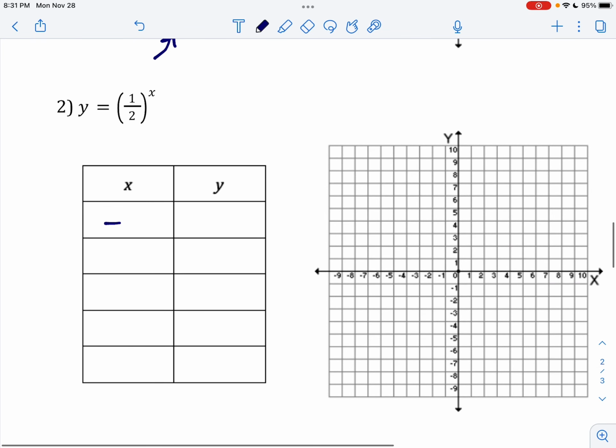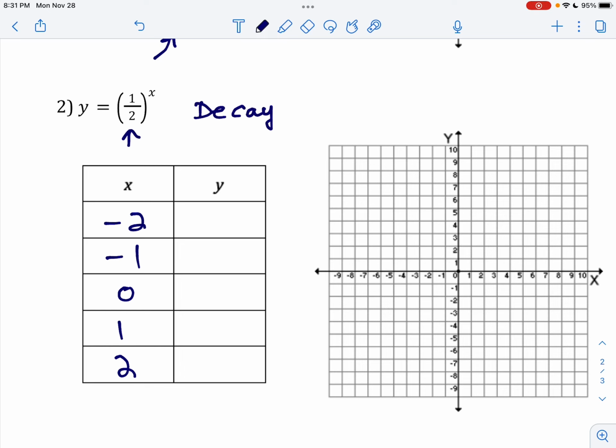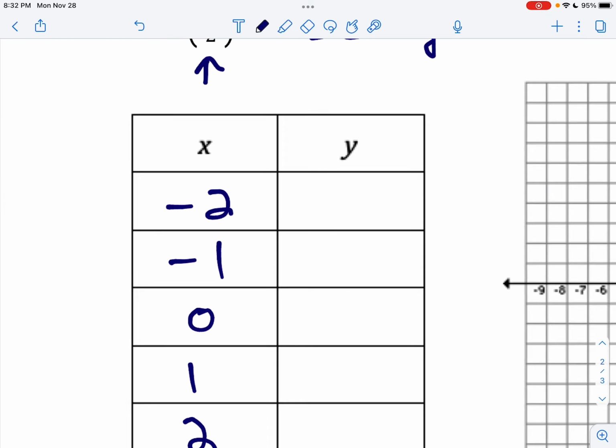All right, the second one. Let's fill in the table. -2, -1, 0, 1, and 2 are typical numbers. Since it's a half, I know this is going to be a decay. So I know my graph is going to come down and get close to the x-axis. It's going to decrease rapidly. So we're going to plug this in.